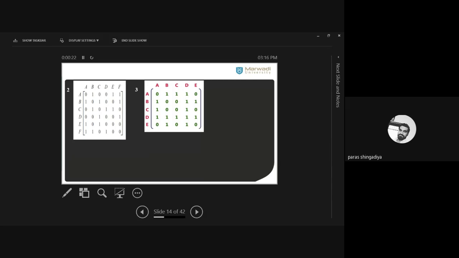Okay, so now try to draw the graph of this matrix. Any confusion to anyone about creating a graph by using a matrix? Is there any doubt? Any confusion?